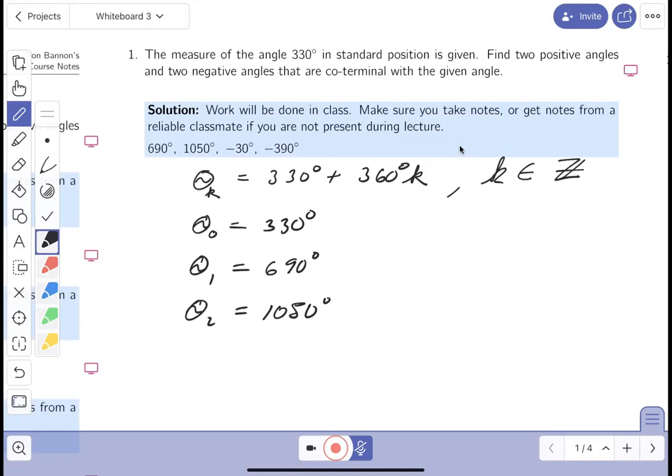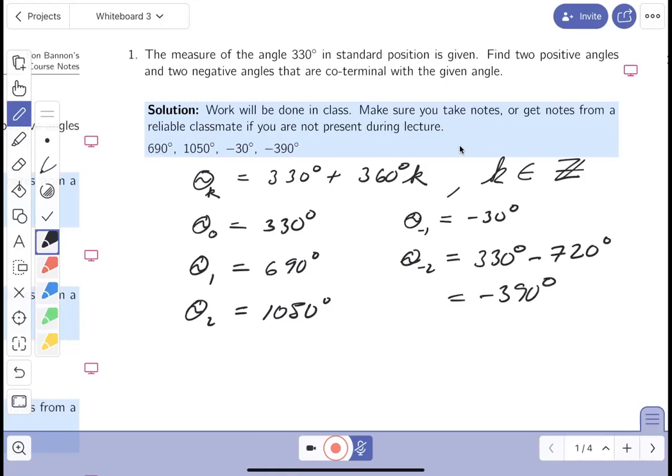What I want to do is go to k equals minus 1 and see what I get. So what are you going to get there? 330 degrees minus 360, which would be minus 30 degrees now. Let's do k equals minus 2. Well, what's that going to be? 330 degrees plus 360 degrees times minus 2. Well, that's minus 720. Maybe I should write this one down. So it's going to be 330 degrees minus 720 degrees. What would that give you? Let's see. Minus 390.